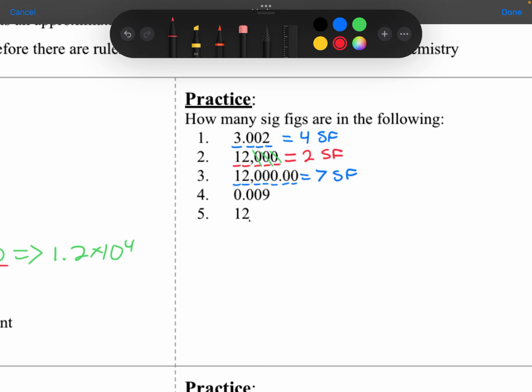Number 4, the number 0.009 has a total of 1, 2, 3, 4 digits in it. I can get rid of all of these zeros by writing that number in scientific notation. Therefore, this number only has 1 significant figure in it. And then last but not least, the number 12 has a total of 2 digits in it. None of them are 0, so that number is going to have 2 significant figures.